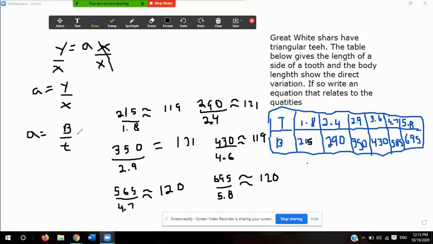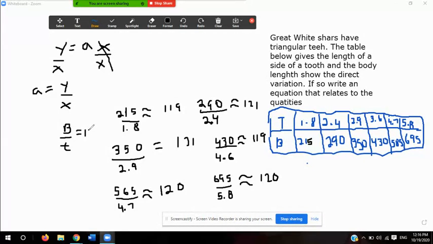So in this case, we would say that A equals B over T, and that the formula is A equals B over T equals, give me 1 second, guys. It says, because the ratios are approximately equal, the data shows variation. An equation relating to tooth length and body length is B over T equals 120. So we would say in this case that B over T equals 120.